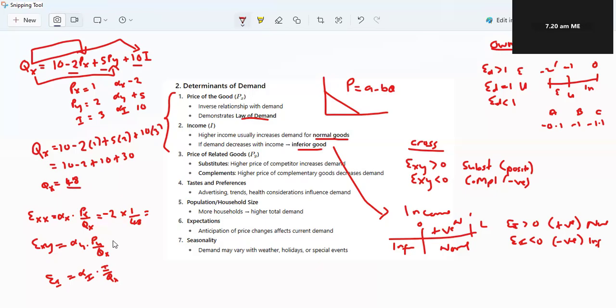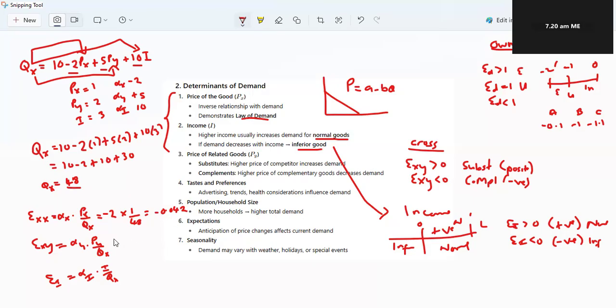What do we get? 0.02. Okay, negative 0.042. What's your comment on this one? Elastic, inelastic, or unit? It is inelastic. Good. Anything starting with zero is inelastic.